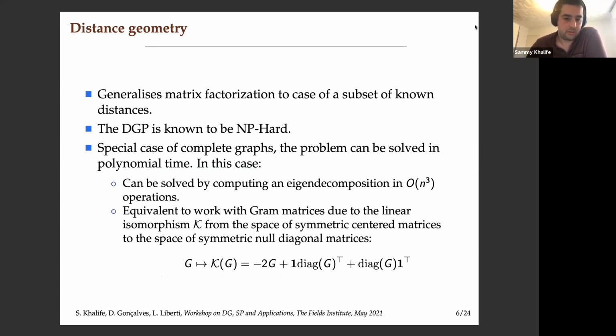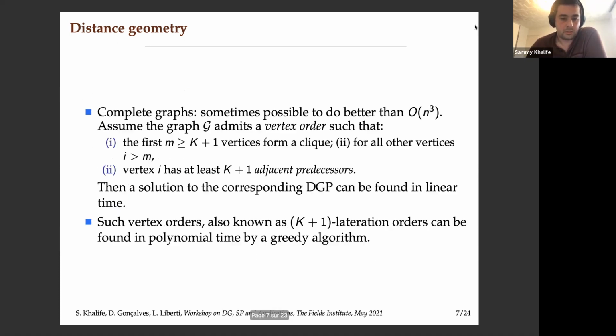Also I can remark that it's equivalent to work with Gram matrices, due to a transformation between the space of symmetric centered matrices and the space of symmetric null-diagonal matrices. So this is just a reminder. And also, in some cases, the complexity is better than n cubed, which corresponds to matrix factorization. In the case where the graph admits a vertex order such that the first m vertices, where m is larger or equal to k plus 1, form a clique, and such that for all others, each vertex i has at least k plus 1 adjacent predecessors, then we can find a solution in linear time.